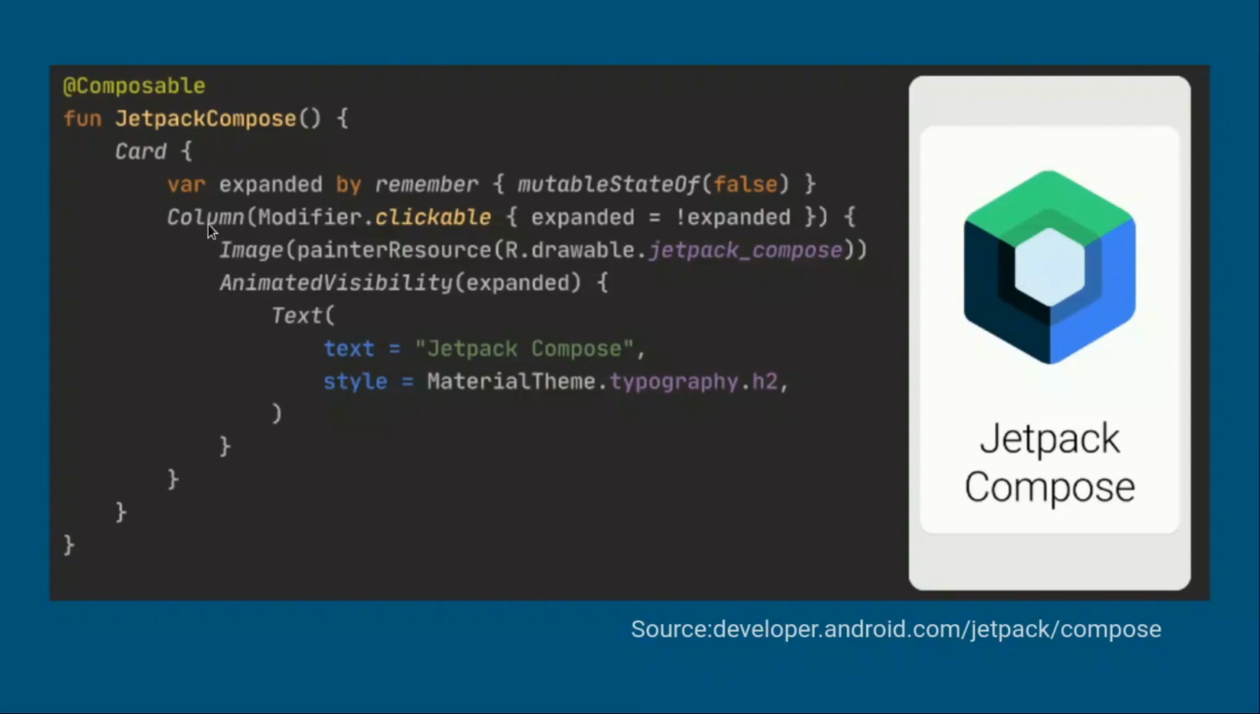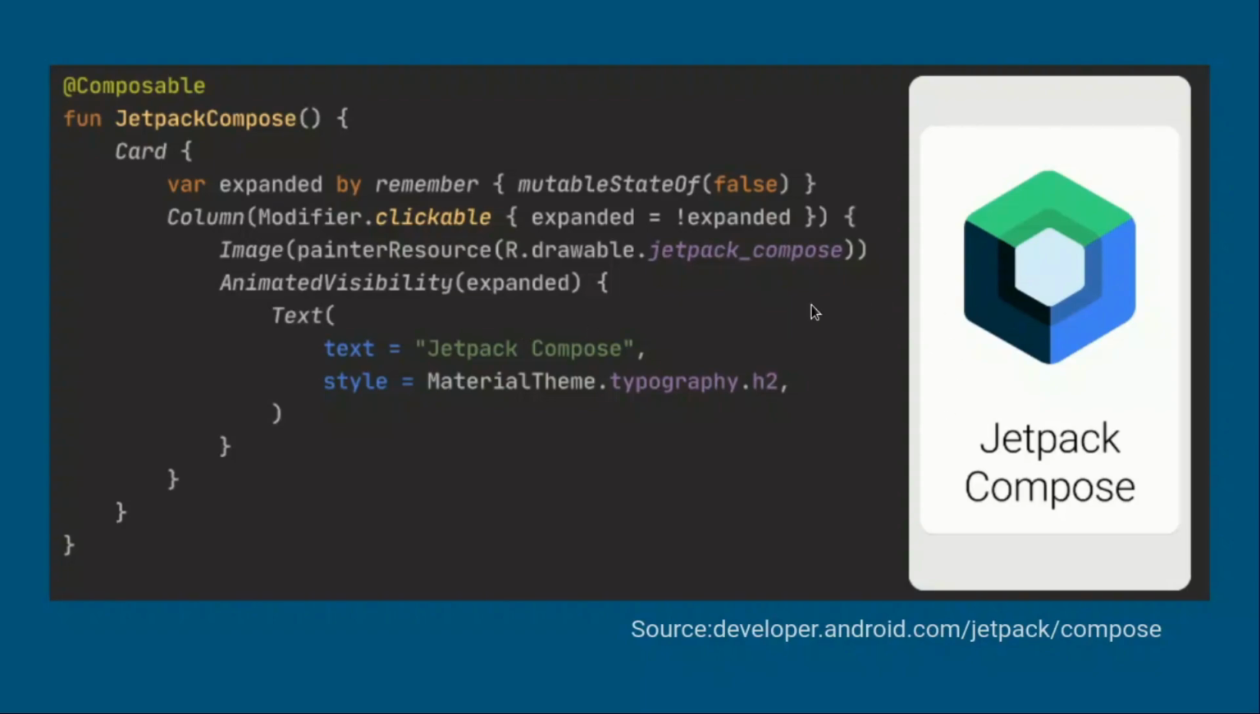As you can see here, we have written a column, and this column contains two children. The first child is an image, which is the Jetpack Compose logo, and this is inserted here by calling this image composable function. After that, we have a text, and this text here is what is going to be rendered here. And also we have the animated visibility.